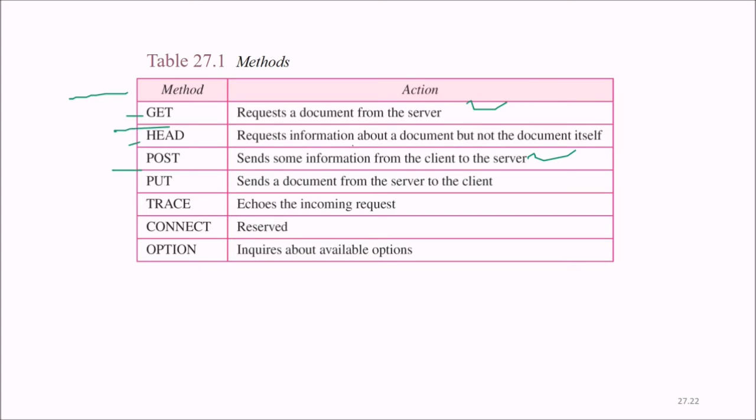Then HEAD requests information about a document, but not the document itself. PUT, you send a document from the client to the server. TRACE echoes the incoming request. CONNECT is a reserved one. And then OPTIONS requests information about the available options, like in DOS, where you do it with a question mark.